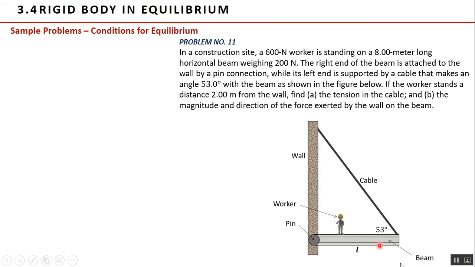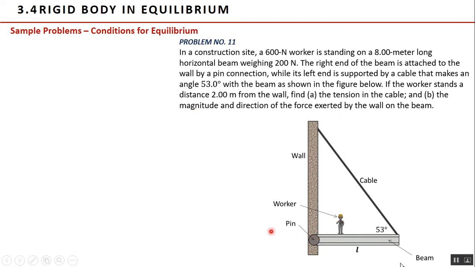200 newtons. The right end of the beam is attached to the wall by a pin connection, while its left end is supported by a cable that makes an angle of 53 degrees with the beam, as shown in the figure below. If the worker stands a distance of 2 meters from the wall, find, letter A, the tension in the cable, and letter B, the magnitude and direction of the force exerted by the wall on the beam.